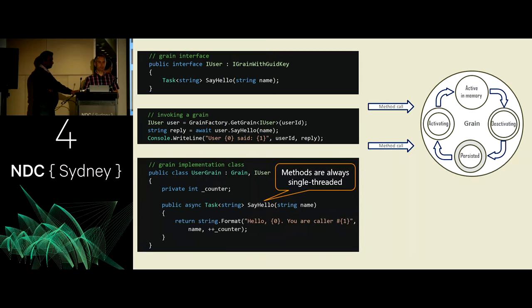As a method call arrives, the grain gets activated and put in memory on one of the servers, and handles requests as they come in. As the requests stop coming in, the runtime knows that it's not used anymore and can deactivate it. The runtime makes calls to the grain code, saying, hey, I'm activating you. If you need to do initialization, do it now. Or, I'm about to deactivate you, so do something before I remove you from memory.